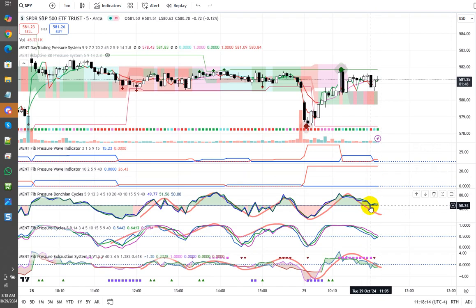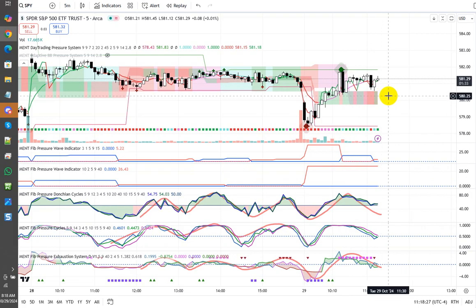So what I would be looking for near these cycle lows, we've already gotten through exhaustion. Would I be taking a short here? No, maybe, maybe not. If I did, it'd be a very mild position, because look at the pressure indicator here.